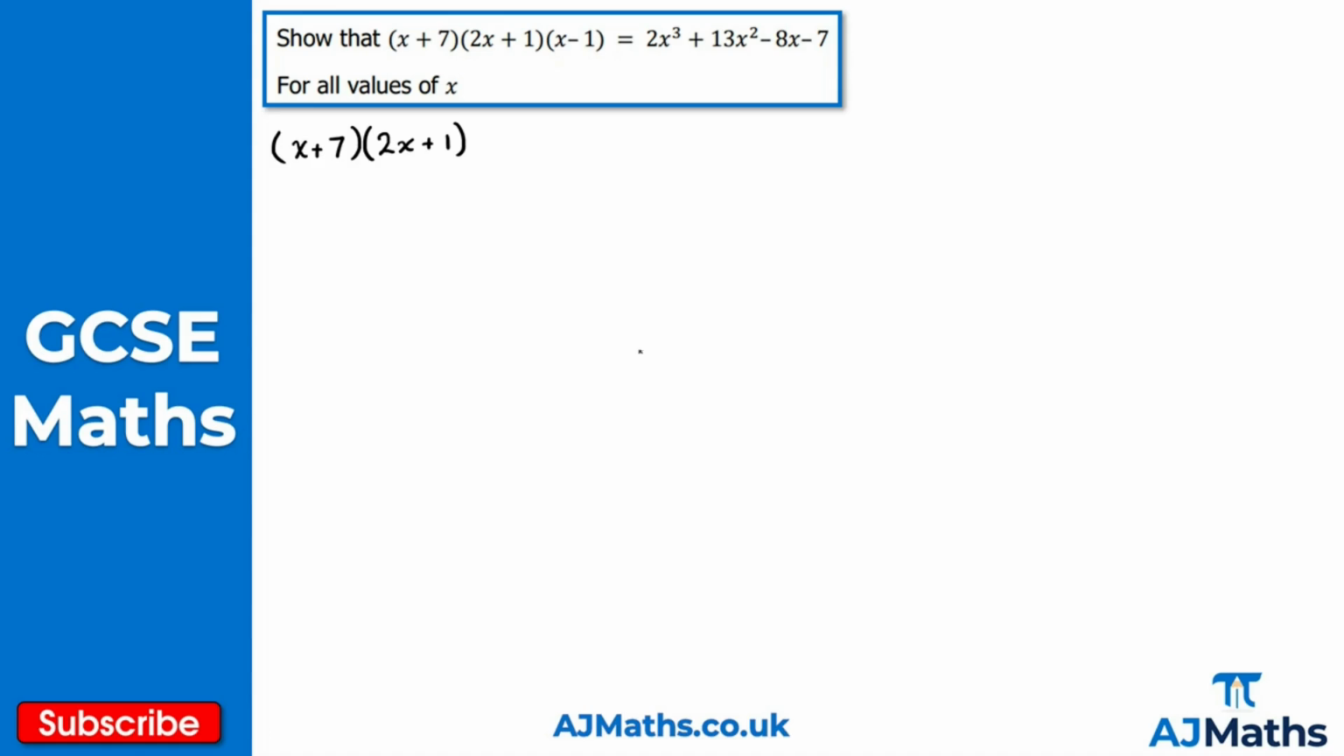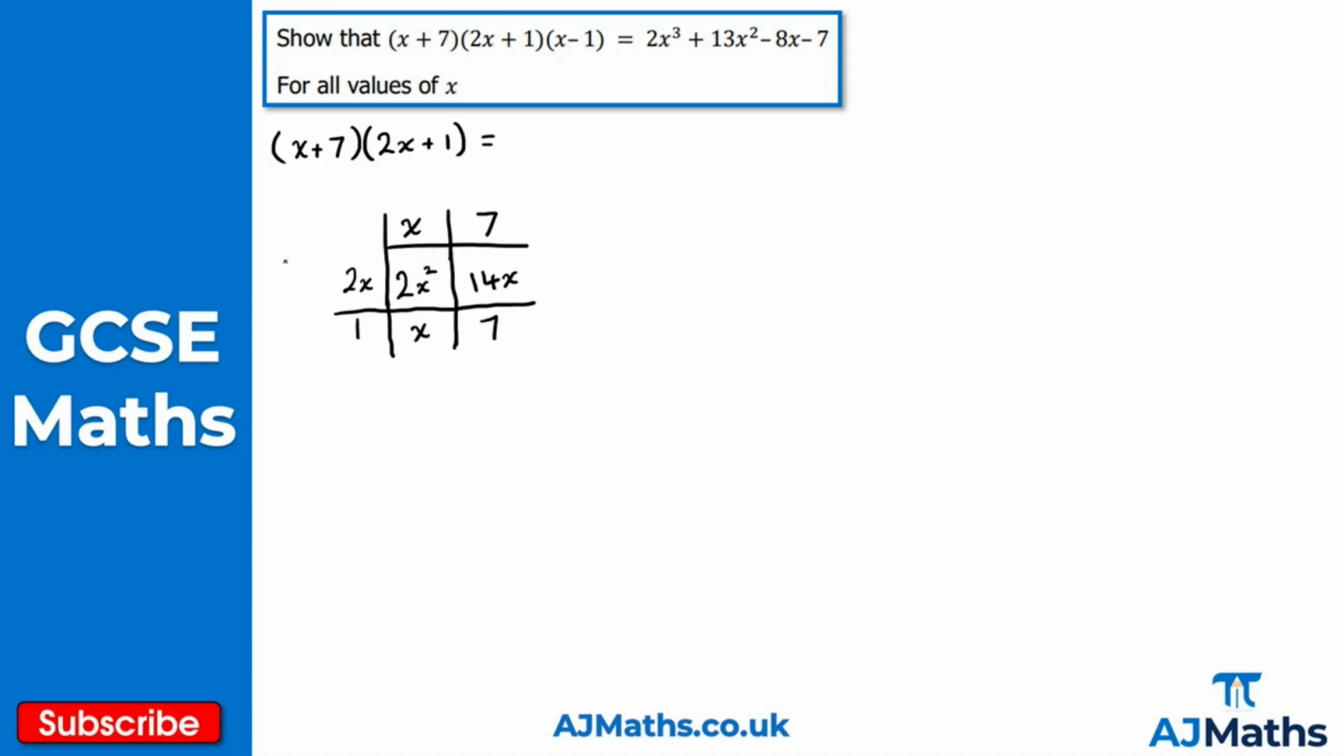Okay. So if we begin with evaluating these two brackets here, again, I'm just going to use the grid method to do this. We're going to get x and 7 here along the top. And then down this column here, we're going to get 2x and 1. Okay, so we'll get something that looks like this. So 2x times x, that will give me 2x squared. 2x times 7, that will give me 14x. We get 14x there. 1 times x would give me x. And then 1 times 7 would give me 7.